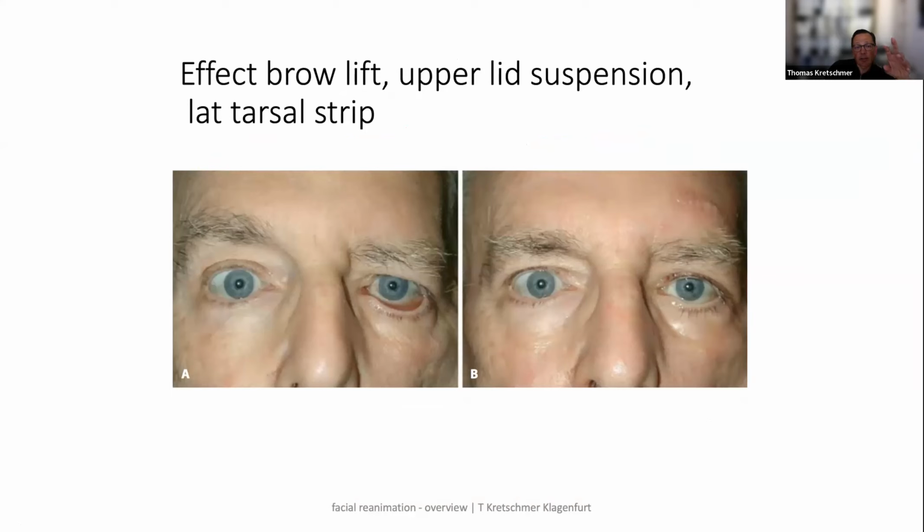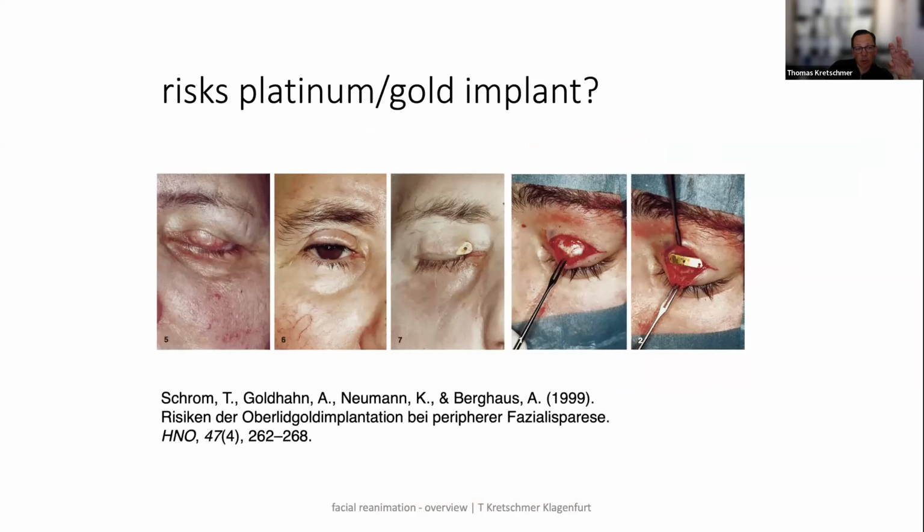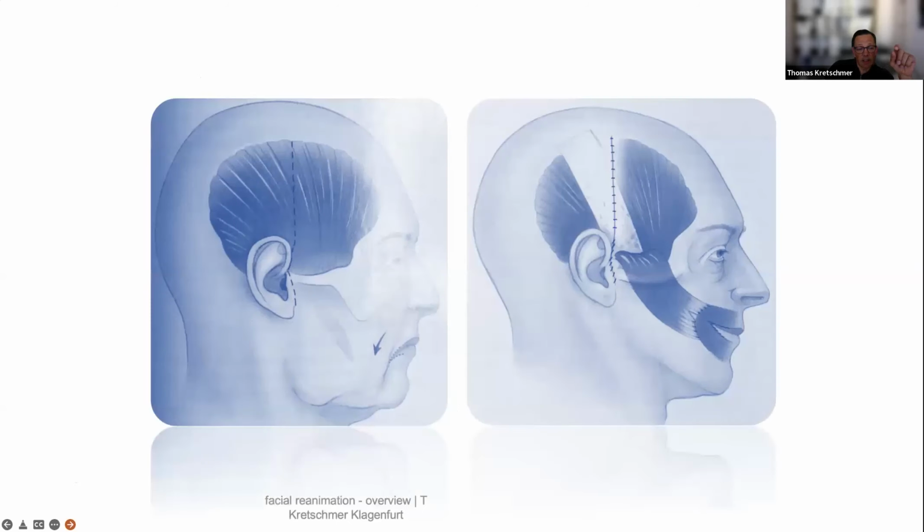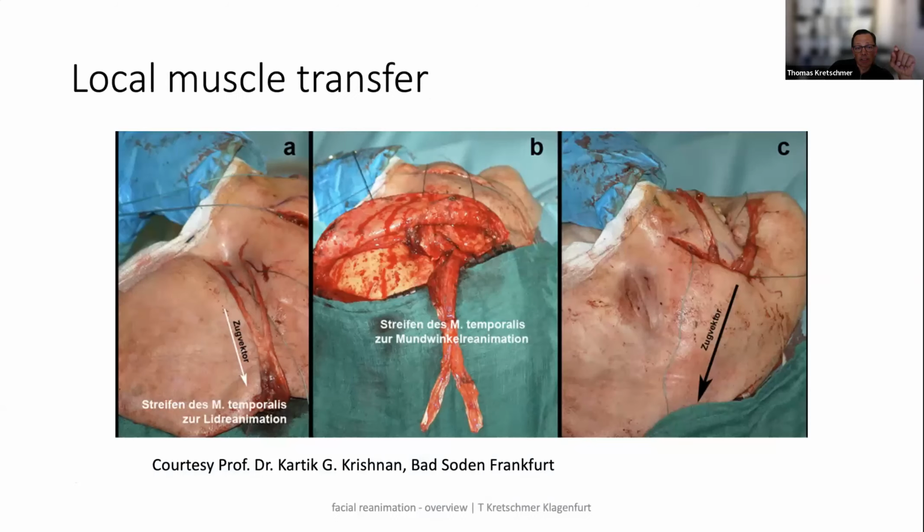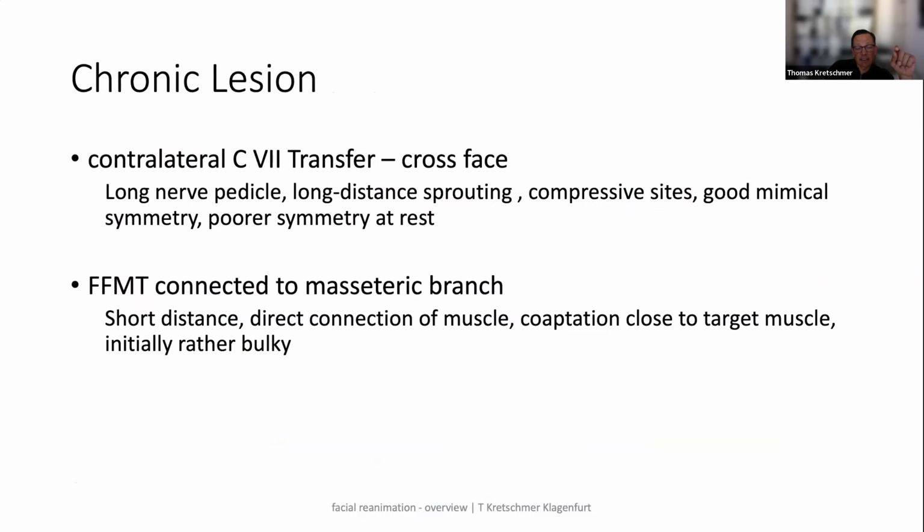This has nothing to do with reanimation, but we have some static procedures, and one that you probably know about is the implantation of a piece of metal. It used to be gold, nowadays it's more or less platinum. And as always, the advantages and disadvantages. I won't go into detail about that. This is anyway by Kartik, and Kartik will give you a talk about that.